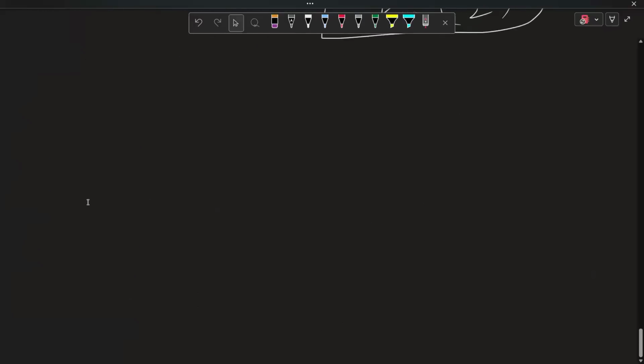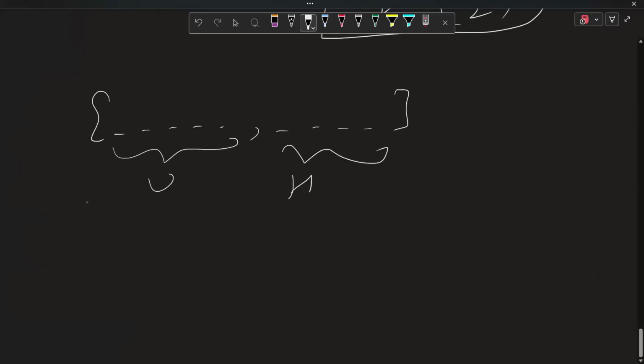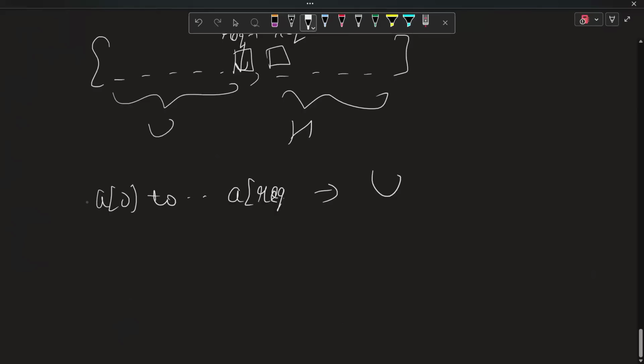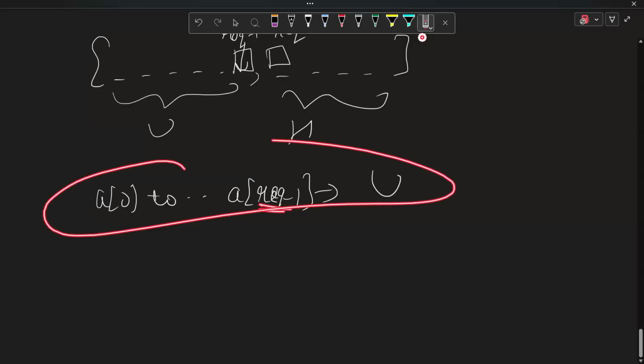Sorry, let me write it. If this is the array, till this point they are unhappy, and after this they are happy. What is the index of this particular person? If we need the required number of people, that would be required minus 1, and this would be required. So A of 0 to A of required minus 1 should definitely be unhappy. I'm taking zero-based indexing, that's why it's A of required minus 1. With one-based indexing, it would be A of required. So these many people should be unhappy.